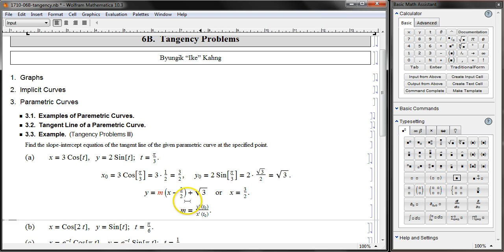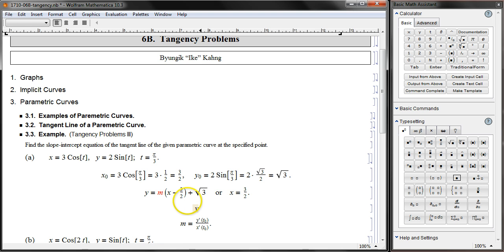Shall we find out? Okay, let's go ahead. What is y prime of t? Derivative of this one: 2 cosine of t, isn't it? Derivative of sine is cosine. Now what is x prime of t? 3 cosine of t, you have to take the derivative of this. 3, and then what is the derivative of cosine? It's negative sine. So that's the fraction that we are looking for.